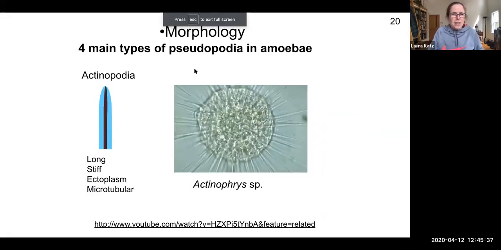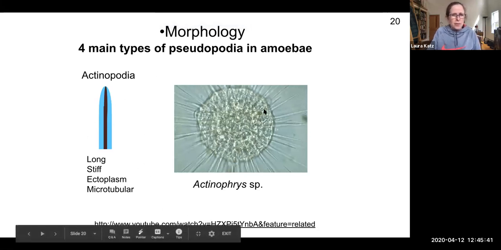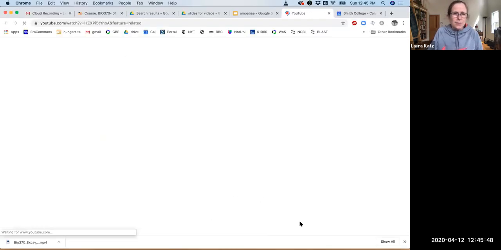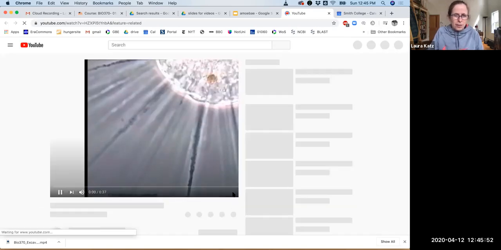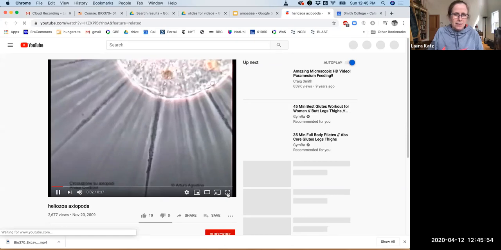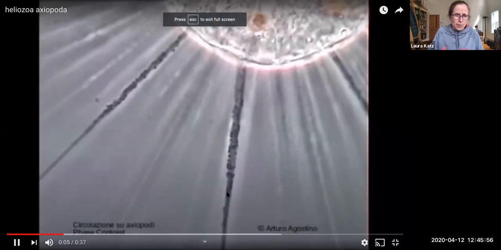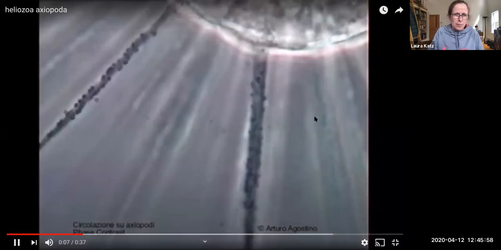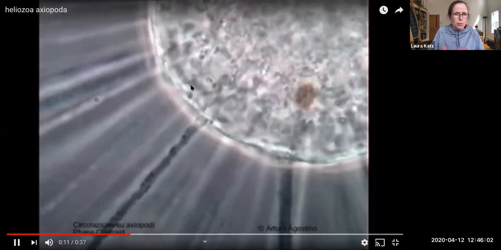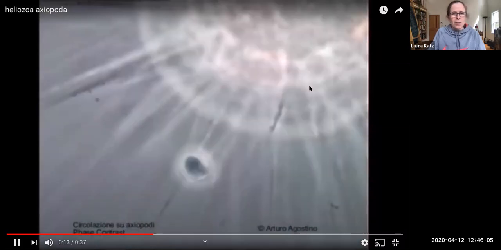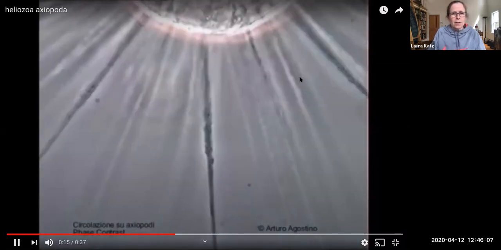The third kind are these actinopodia, and I think a group presented on these for major clades. These are the heliozoans, like actinosphaerium. They have stiff, long pseudopods. They look beautiful. So again, heliozoa, sun animals. But it turns out these pseudopods that they have are incredibly efficient for predation. So these things will eat other organisms that are quite a bit larger than they are.